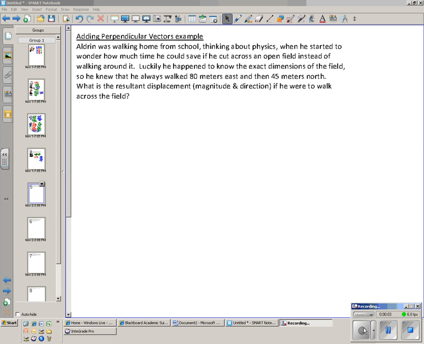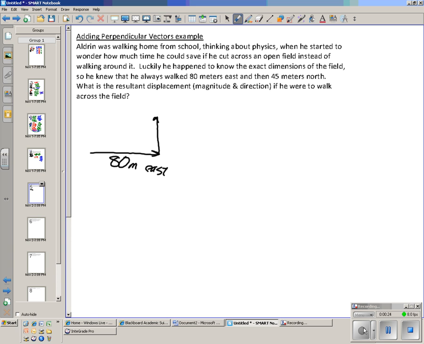This is another vectors example, adding perpendicular vectors. In this case, of course, we start off by reading the problem, and we see that we will be adding a vector of 80 meters going east, and then 45 meters going north. So we can see this makes a lovely right triangle.